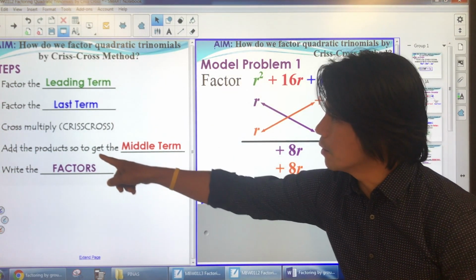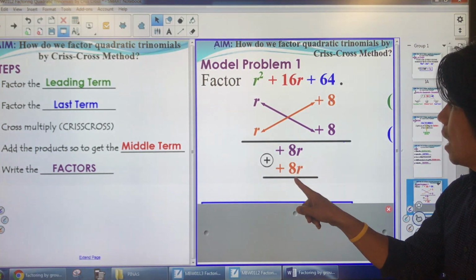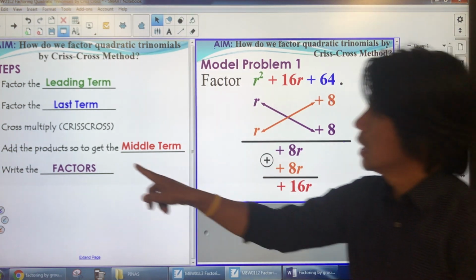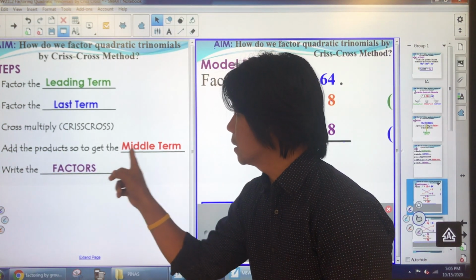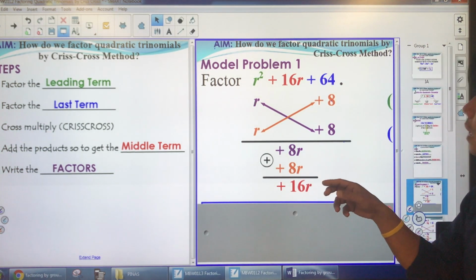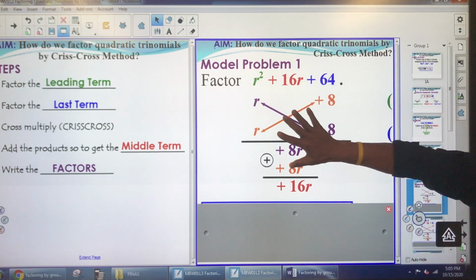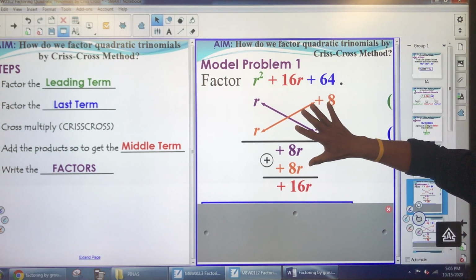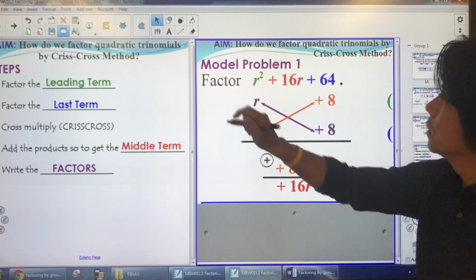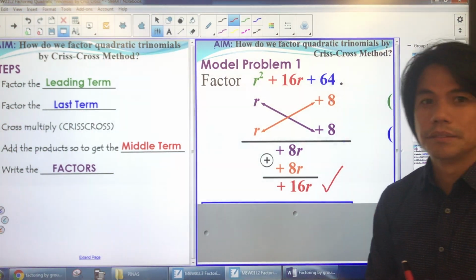Now step 4, we're almost there. Add them up. If we add this up, the result is positive 16r. It says add the products to get the middle term. You need to get the middle term here, so that means your work is correct. If you don't, there's something wrong in your work. Alright? The middle term here is positive 16r. So that means our work is correct.